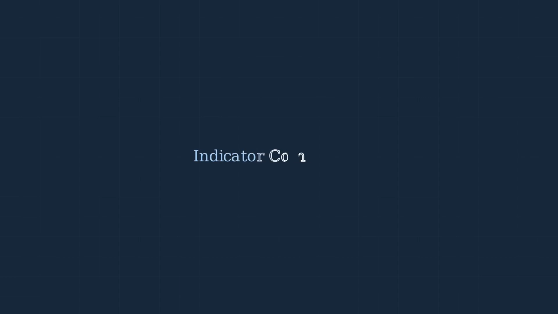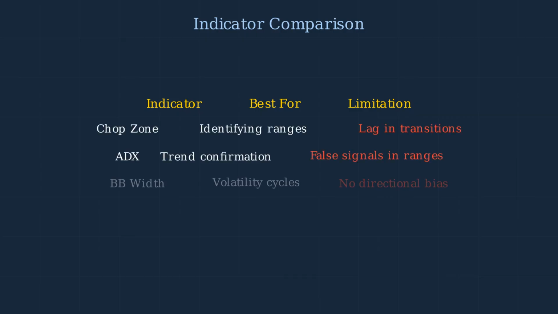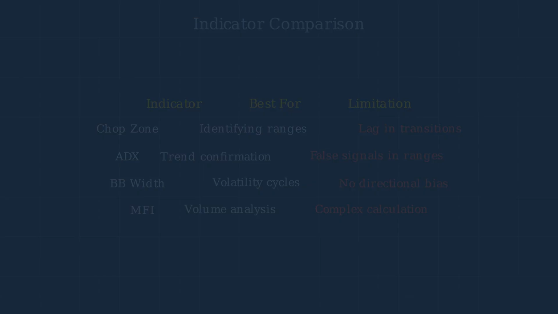When comparing these indicators, each has specific strengths and limitations. The chop zone excels at identifying ranging markets but may lag during transitions. ADX confirms trends effectively but can give false signals in ranges. Bollinger Band width tracks volatility cycles without directional bias, while the Market Facilitation Index incorporates volume but has a more complex calculation. When selecting the right indicator for your trading, consider these tips.